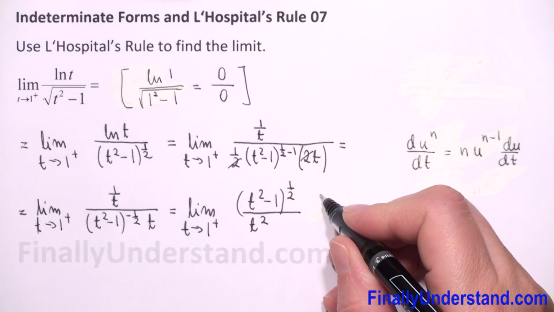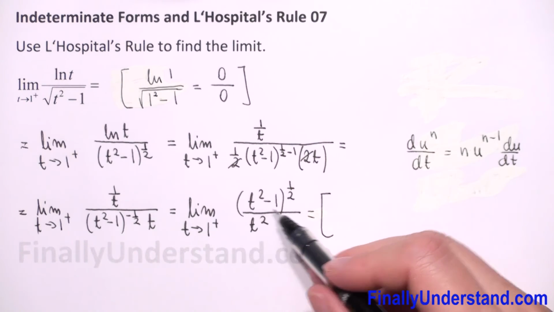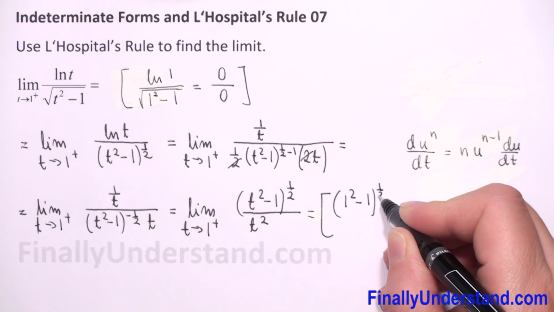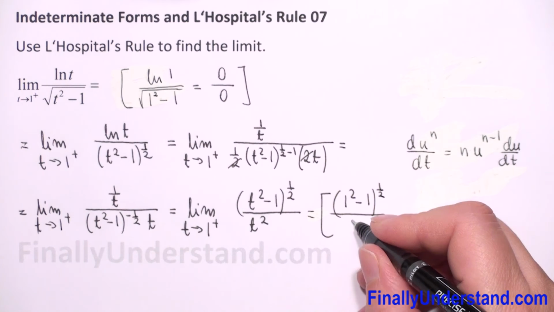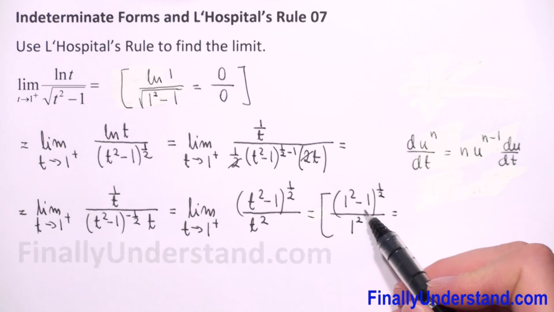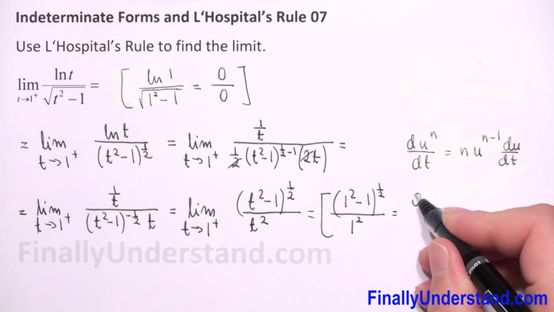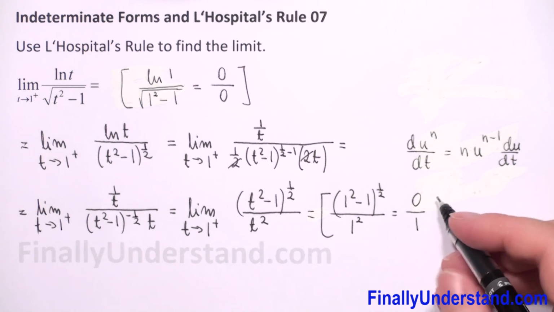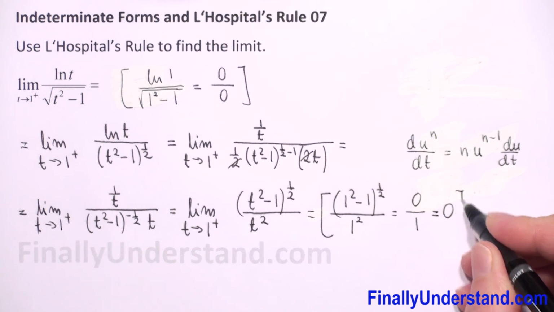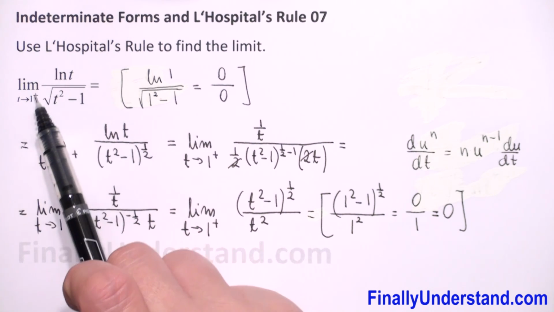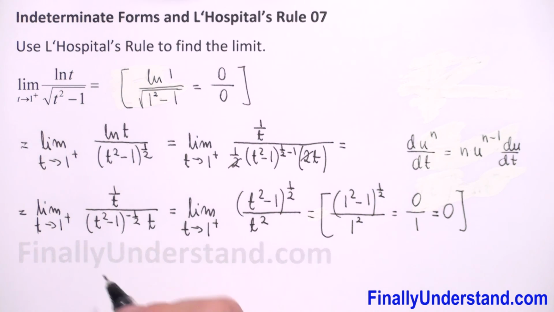Let me put this in brackets. In numerator we have 1 squared minus 1 to power 1/2, and in denominator we have 1 squared. So this is equal 1 minus 1 is 0, 0 to power 1/2 is still 0, and in denominator we have 1. Now 0 over 1, this is equal 0. So our limit as t approaches 1 from right of this function is equal 0. This is my solution.